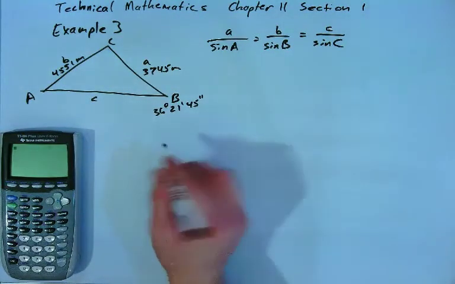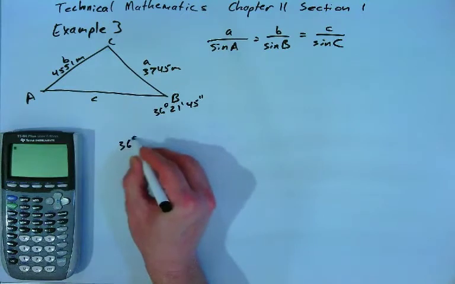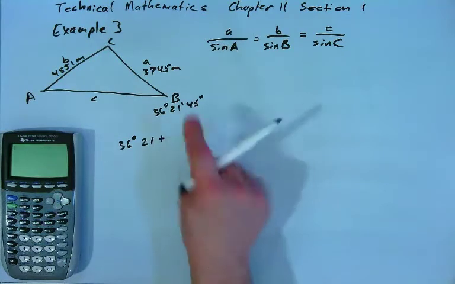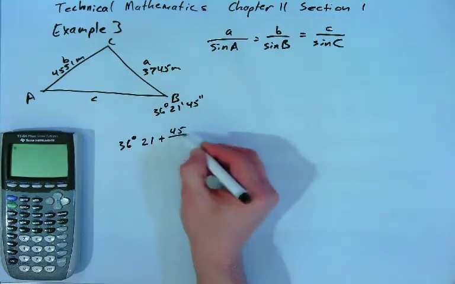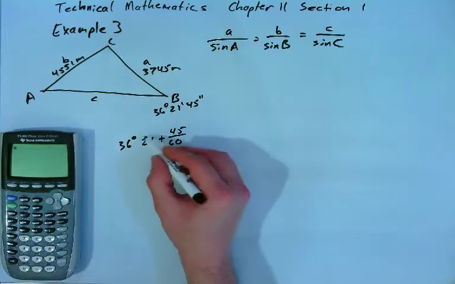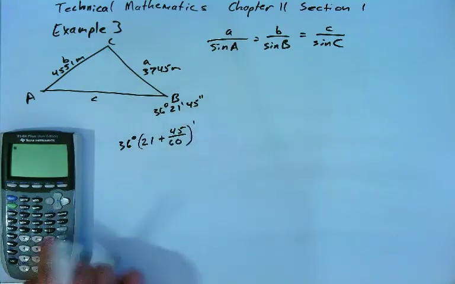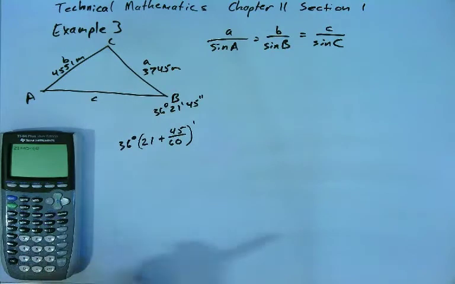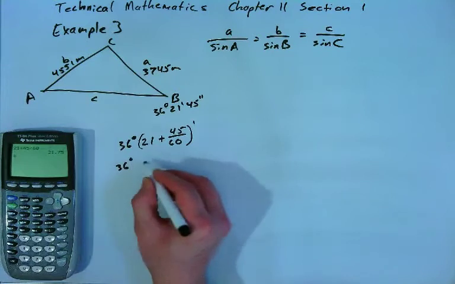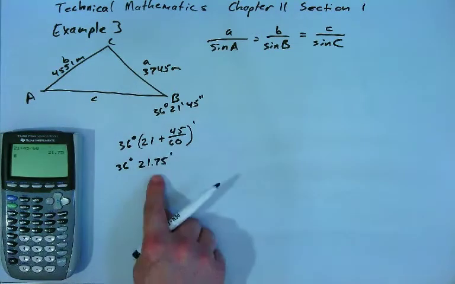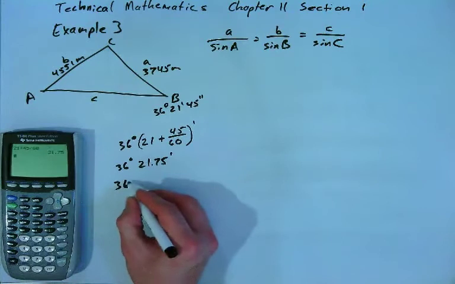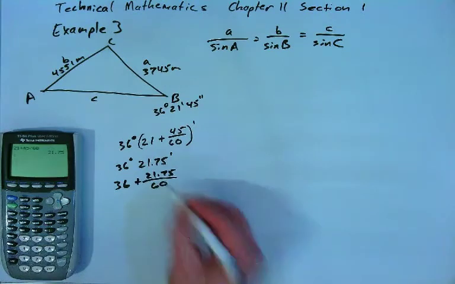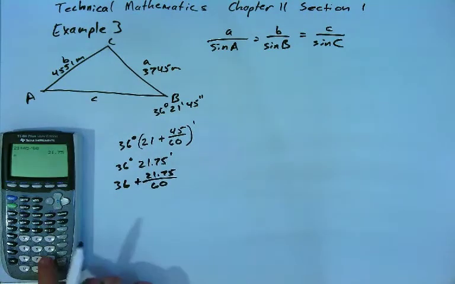If you remember, to convert this to decimal degrees, we will keep the degree angle the same, and the minutes, we will add to that the seconds divided by 60, and this will all be the minutes. So we'll take 21 plus 45 divided by 60, and so this is 36 degrees, 21.75 minutes. Again, we'll keep 36 degrees the same, and we will add to that 21.75 divided by 60, and this will give us a decimal degree.